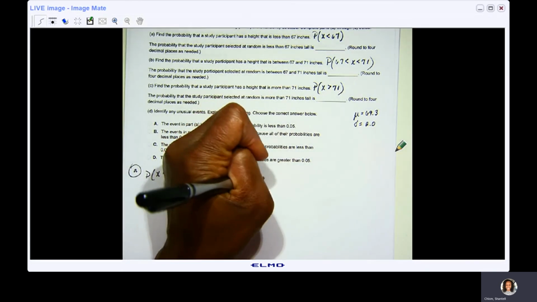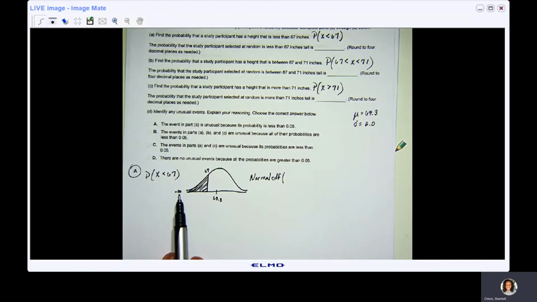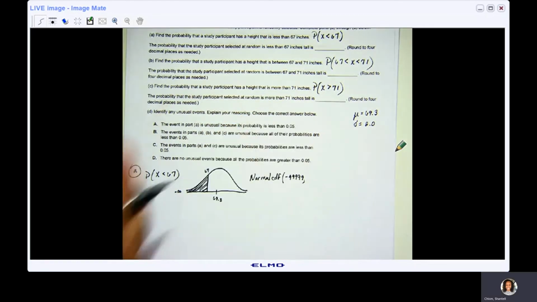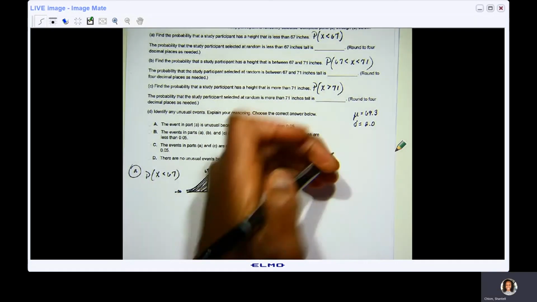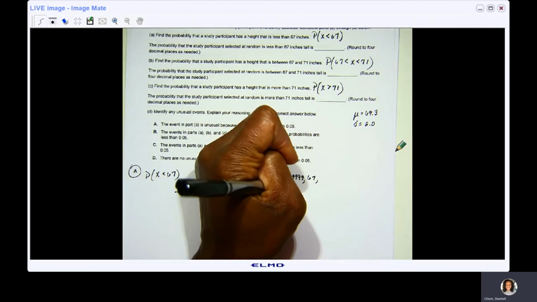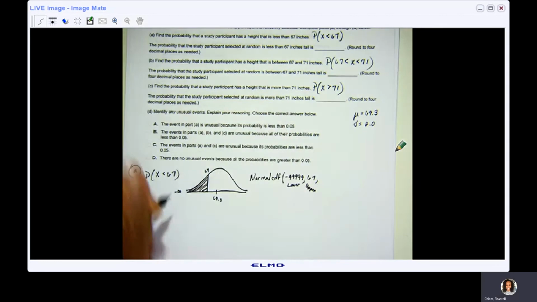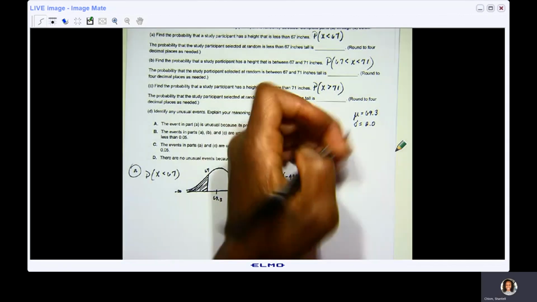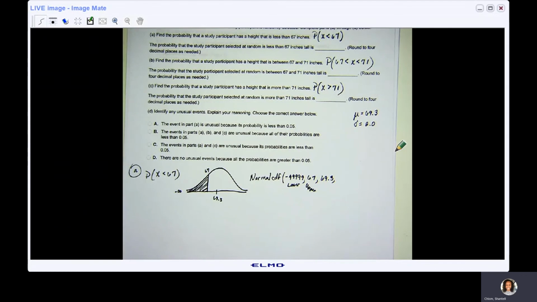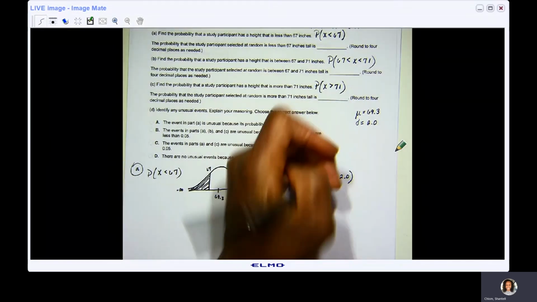So this would be normal CDF. Your lower bound would be the negative infinity. Your upper bound would be the 67. It's bounded at the 67 on the right. So lower bound, upper. Your mean is 69.3. And then your standard deviation is 2. Okay?